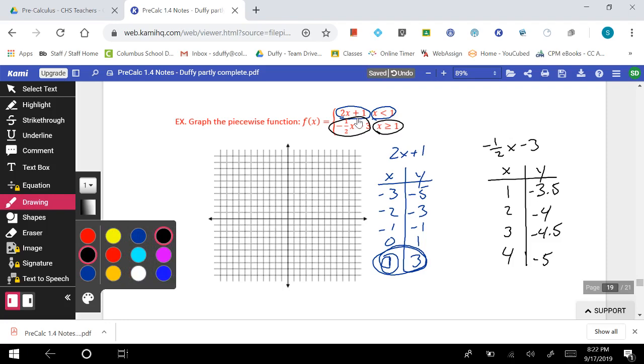So at negative 3 I have 5, negative 3, 5. It needs to be blue right there. Negative 2, 3. Negative 1, 1. 0, 1.